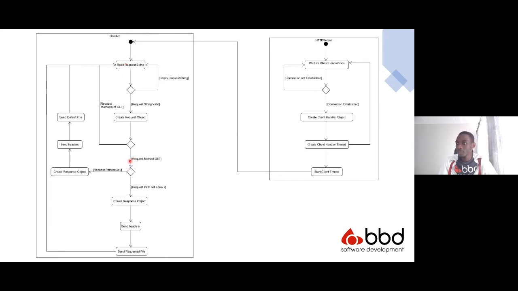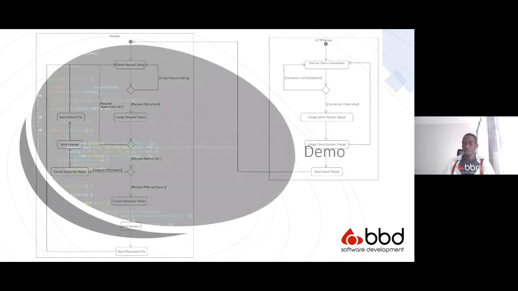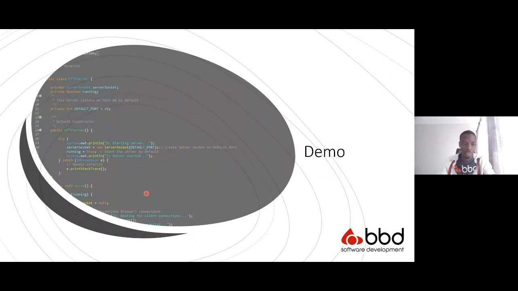So if the request method was valid, we'll take this path and then check to see what resource we are looking for. If we're looking for the default resource, which is just the index.html, we'll go through this route, create the response object, send the headers, and then send the default file. Else, we will create a response object, send headers, and then send the requested file, because it will not be the default index.html file. So let me take you through our demo to show you how the server actually works and how it's implemented.